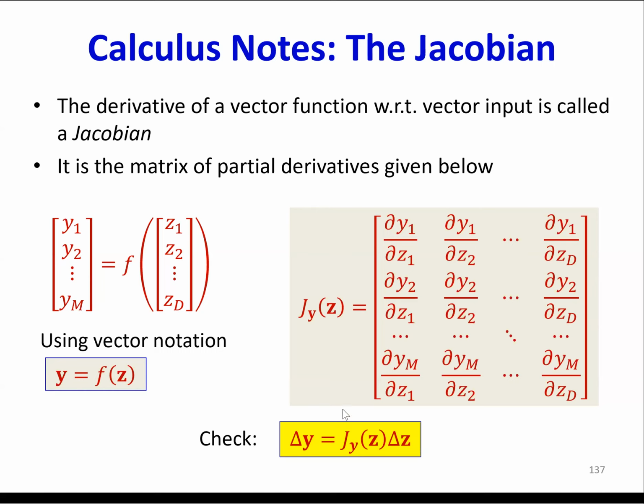And again, you can verify that delta y is going to be the Jacobian times delta z, right? Again, observe that I've sort of changed the notation a little bit. I've put the y in the subscript and the z in the parentheses, unlike what I wrote on the screen. And that is simply to indicate that this derivative is actually a function of z. It depends on where it is computed. So, you with me so far?